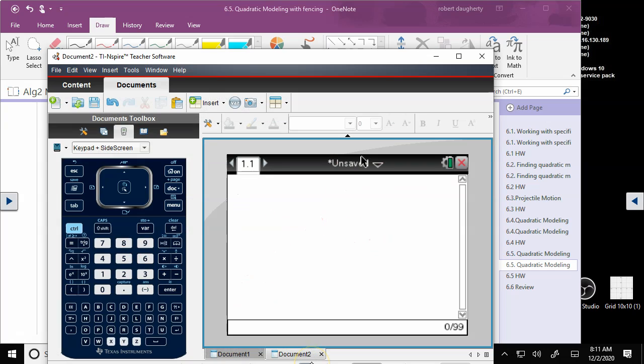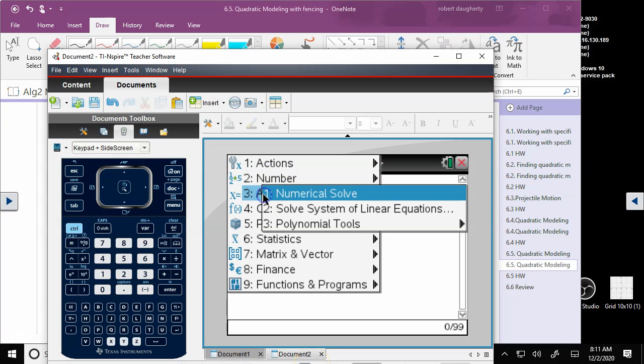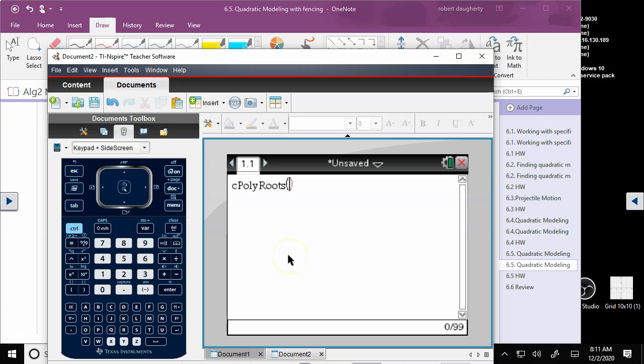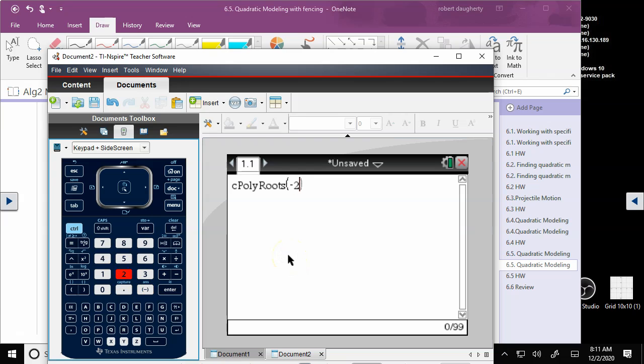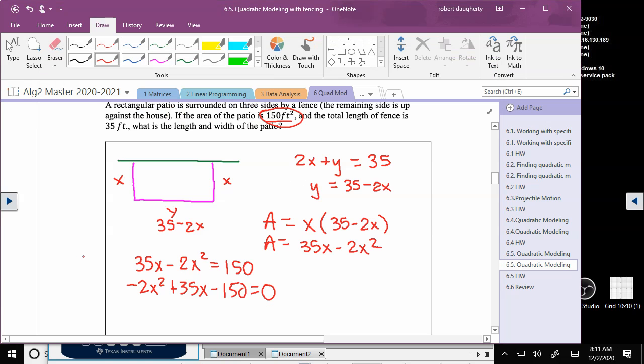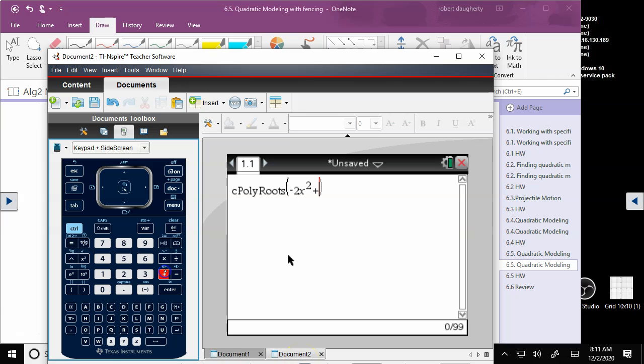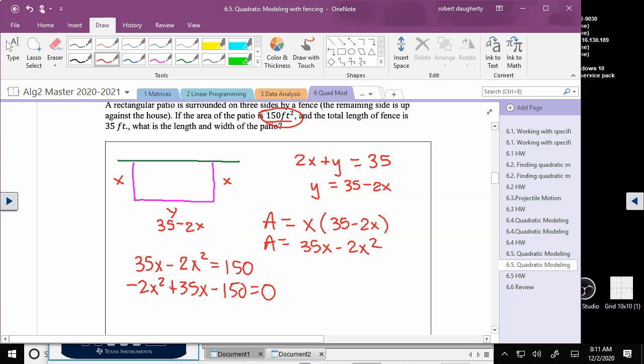I waste no time in going straight to my calculator for this one. So menu, algebra, complex roots. So minus 2x squared, and then what was it? Plus 35x minus 150. That has been set equal to 0, so solve that for x. X is 15 halves and 10. So I get x is equal to 15 over 2, or 10, okay?